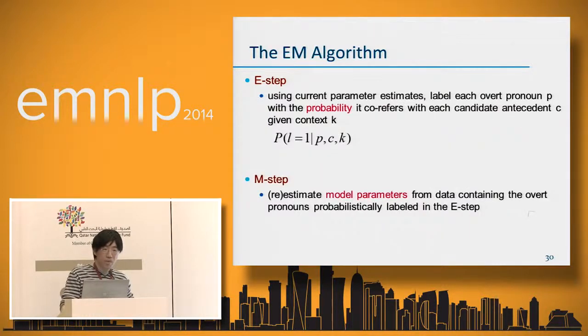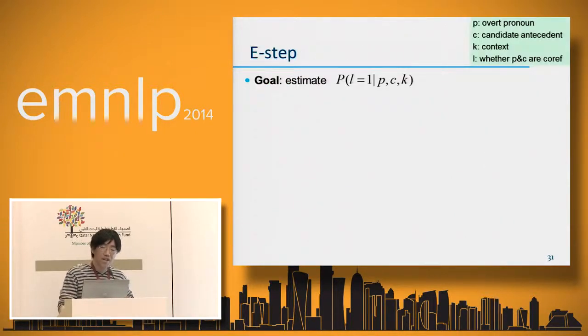Now, in the M step, we want to re-estimate the model parameters from data containing the overt pronouns probabilistically labeled in the E step, and we'll talk about what these model parameters are in just a minute. Okay, so let's take a look at the E step and the M step in more detail.